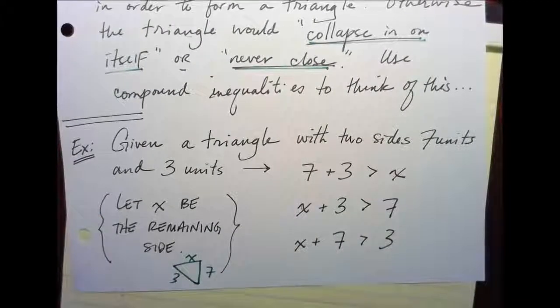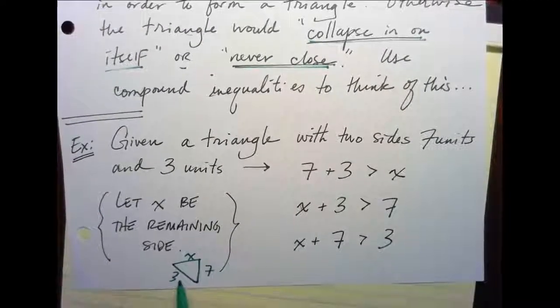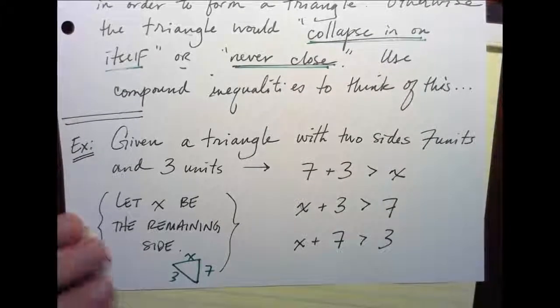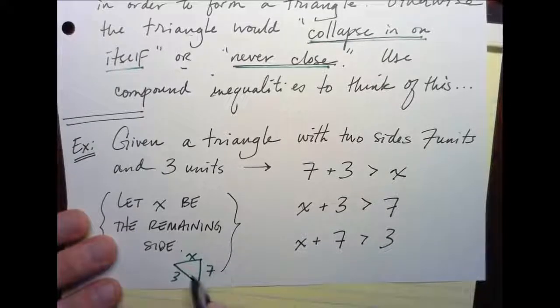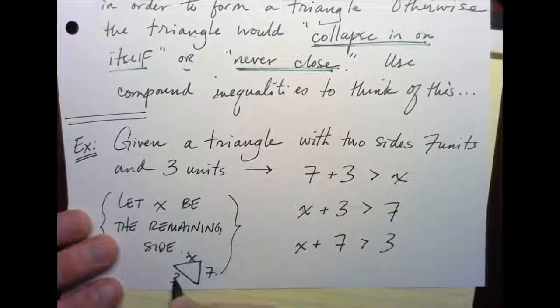So let's see what this looks like. Obviously this is not drawn to scale because the 3 is way too long, or the 7 is way too short, depending on which way you look at it, but it's just a sketch. So we know 2 of the sides are 3 and 7, and then the last one is x. Well, if we think that any 2 of the sides has to be bigger than the third one, the sum of any 2 sides has to be larger than the remaining side.